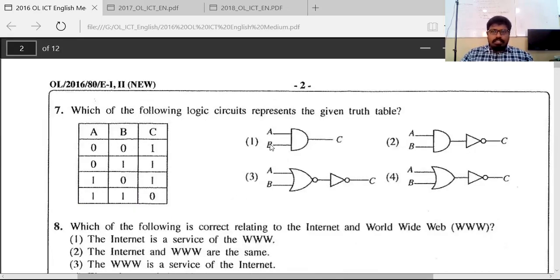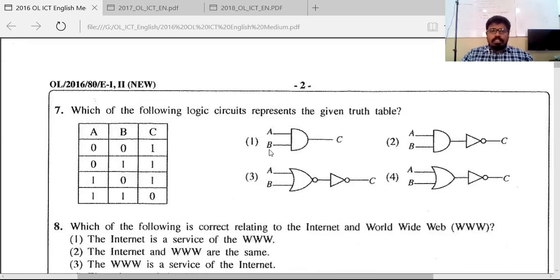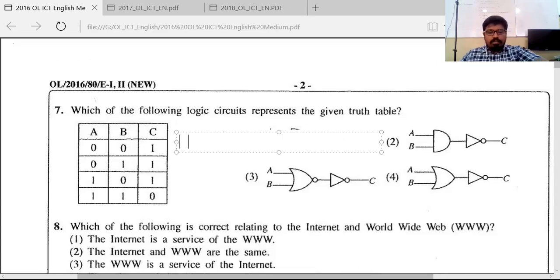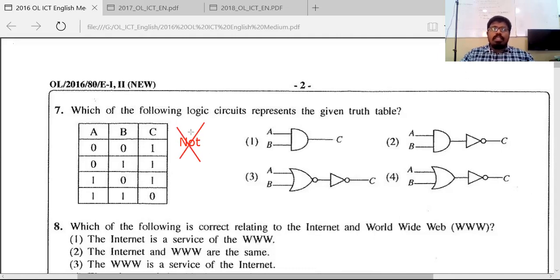Question number 7. Which of the following logic circuits represents the given truth table? As I said earlier, when you are facing these kinds of questions, first go through the AND, OR and NOT gates. Why? Those are the basic gates. Here we have A and B, 2 inputs and 1 output. That's why a single NOT gate is not possible, right? Why? In a NOT gate, only 1 input can be given. So this is not a NOT gate.